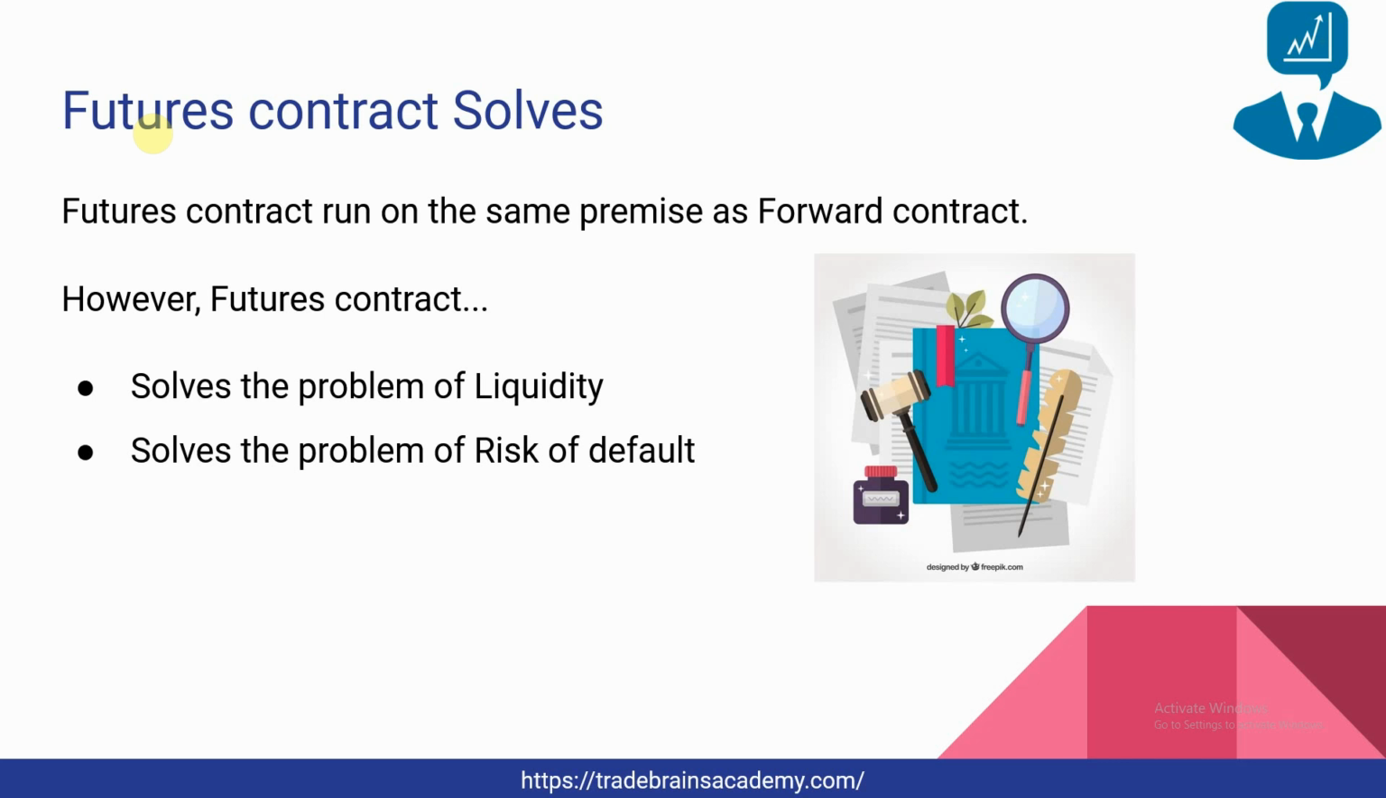And the problem of default was solved. Why? Futures contracts are regulated and governed by SEBI in India, that is, the Securities and Exchange Board of India. Whenever you take a futures contract position, you have to deposit a certain margin with the brokers, which is used as a safety net for the brokers to settle the contract just in case someone defaults. The margin money will be blocked for you, and that money will be used to pay off the other party. So the problem of default is solved using the futures contract.